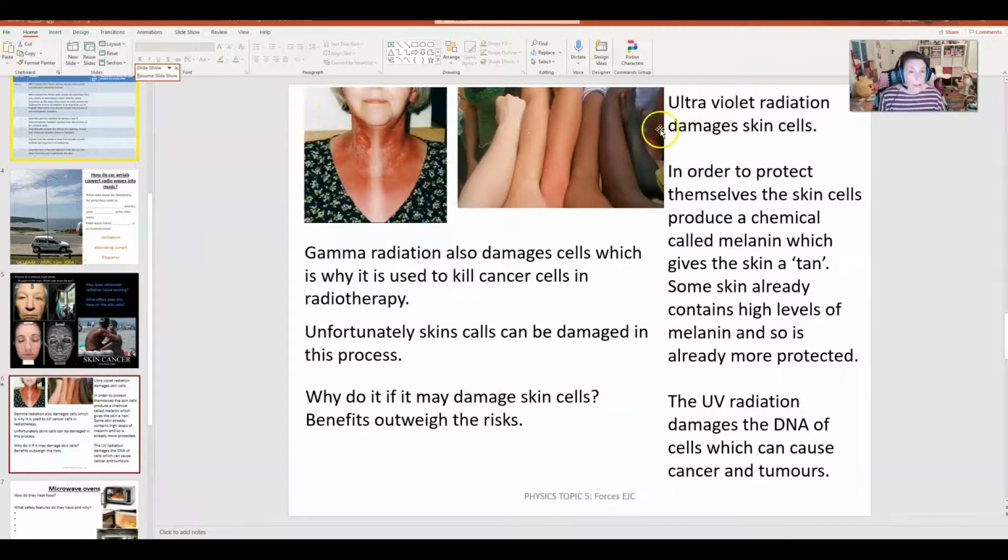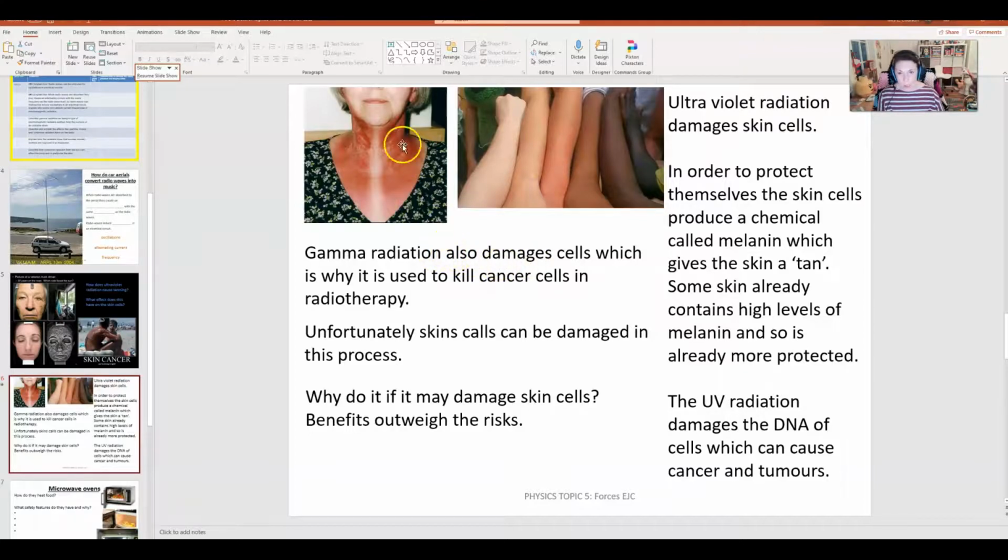the darker your skin tone, the more melanin you actually naturally produce, and so you are more naturally protected. However, you can still develop skin cancer, so you need to wear sun lotion so that you're protected. Okay. And we also talked about gamma radiation.